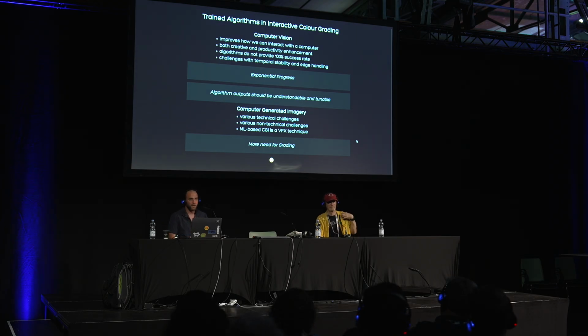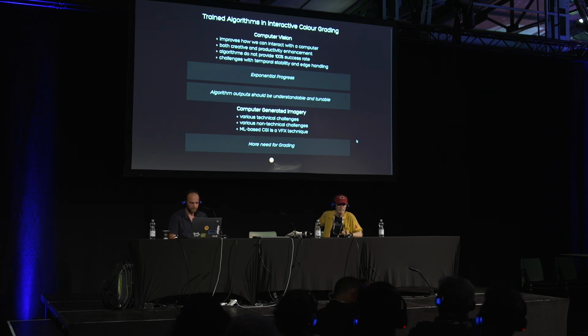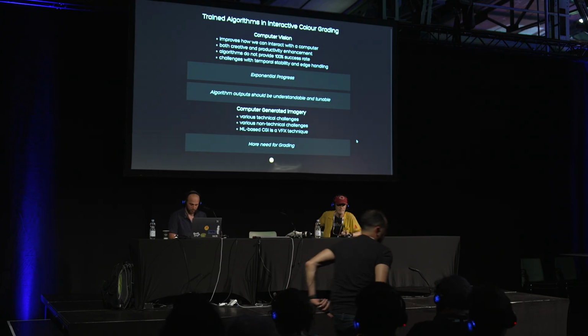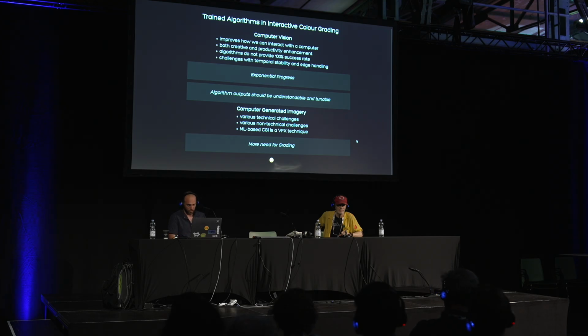There is not this notion that AI will solve everything and you only need a one-click shop. This is not what we are experiencing. Yes, there are still challenges with temporal stability and edge handling, but we have good handles on that, and we are in an exponential growth. We believe that the output of algorithms should be understandable and tunable. On the other side, for computer-generated imagery, there are various technical challenges that are being addressed. We are also in exponential progress there.